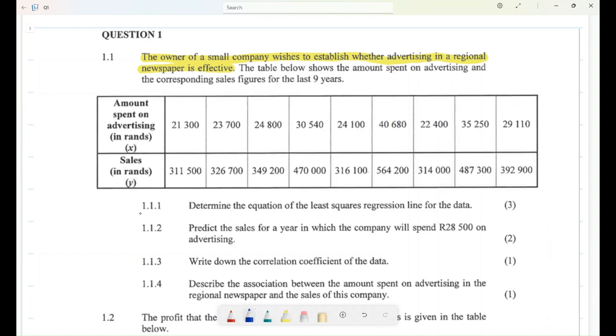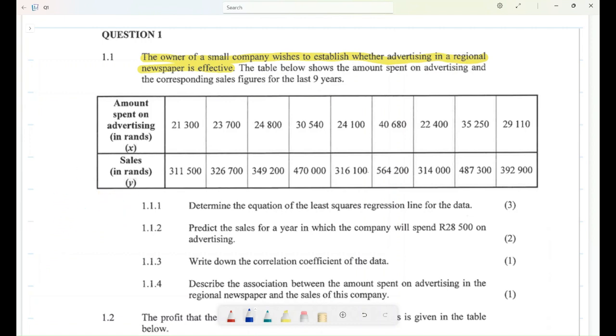Question 1.1.1 says: determine the equation of the least square regression line for the data. Remember that Y is equal to a plus bx. When you press mode, number two, which is stats, you get that formula, a plus bx, and that's where you input your data. Now that they want this equation, after pressing AC, you press shift, then number one, which says stats, then you find the value of a.